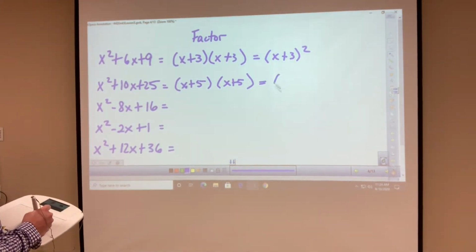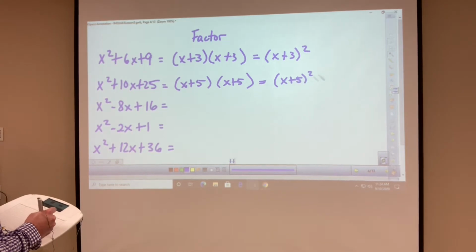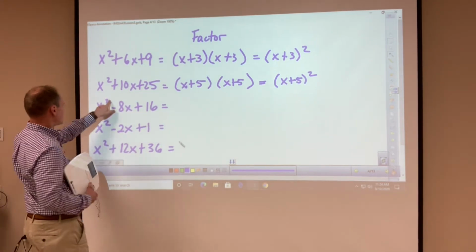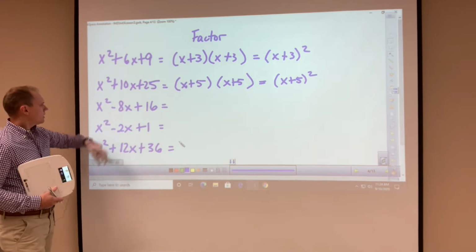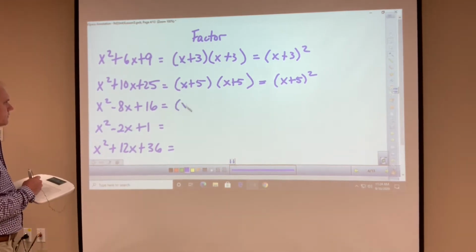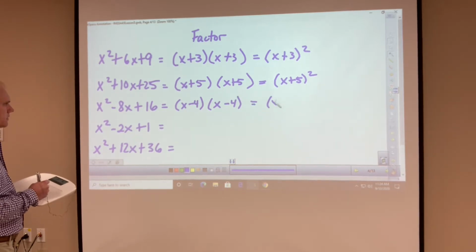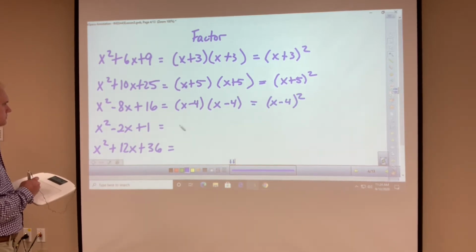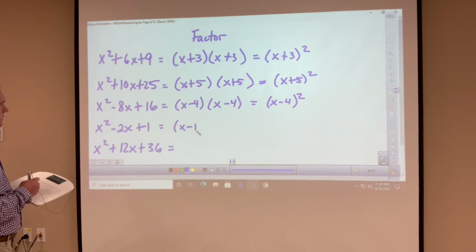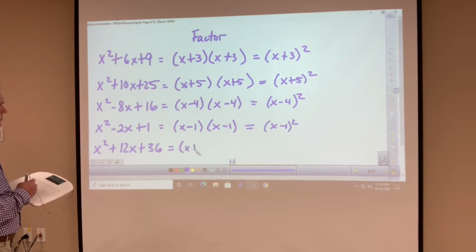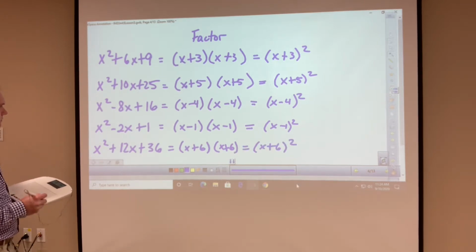Equals x plus 5 squared. All right, for the next one, x squared minus 8x plus 16. Let's see, it's going to be x minus 4 times x minus 4, which is x minus 4 squared. This next one, x minus 1 and x minus 1, which is going to be x minus 1 squared. And then lastly, x plus 6 times x plus 6, which is x plus 6 squared.